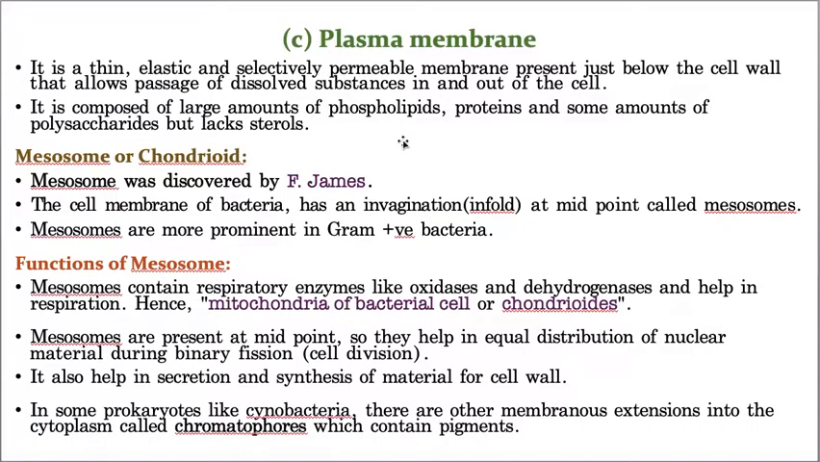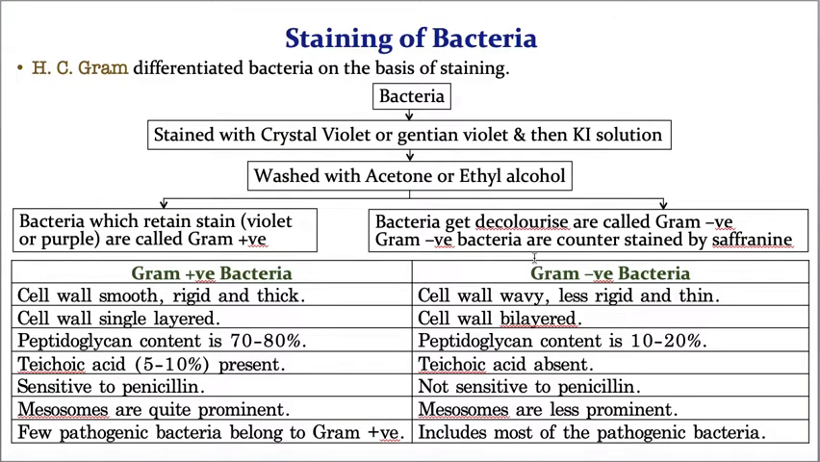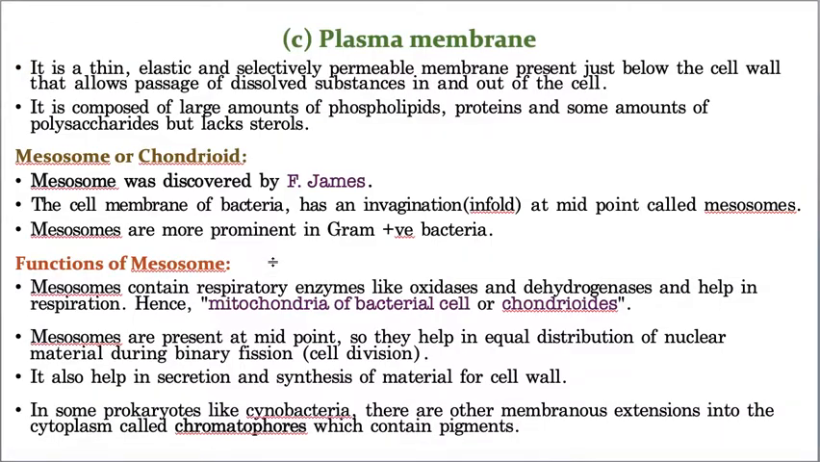Okay, yes, this mesosome, which is also called chondrioid, was discovered by F. James. Who is the one who discovered? F. James is the one who discovered the mesosome. This cell membrane of the bacteria has an infold at the midpoint of the prokaryotic cell, and that infold is called mesosome, and it is more prominent in gram-positive bacteria. Now you understood? Yes, just 2-3 minutes back what I told, mesosome is prominent in gram-positive. Now you understood? This is the meaning of it.